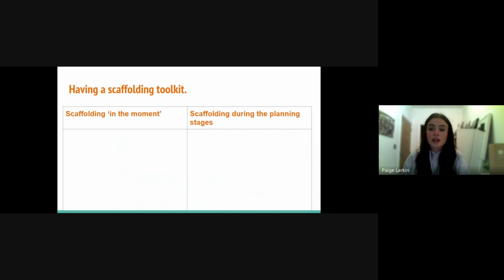So this is a bit of a longer task. Now, for this one, again, you should have a few post-it notes knocking around. Divide them into scaffolding in the moment and scaffolding during the planning stages, and I want you to write as many different strategies on different post-it notes as you can. The facilitator you've got with you will then collect these in, stick them onto the screen, and then you can hopefully see if there are any common themes in your school with how you scaffold in the moment and how you scaffold during the planning stages. Okay, so for this one, you're going to need 10 minutes. So 10 minutes, pause me now.